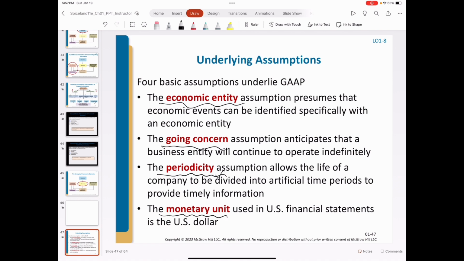The last one is monetary units. All the financial statements are reported in US dollars in the United States. And we do not account for inflation in financial reporting. So these are the four basic assumptions.